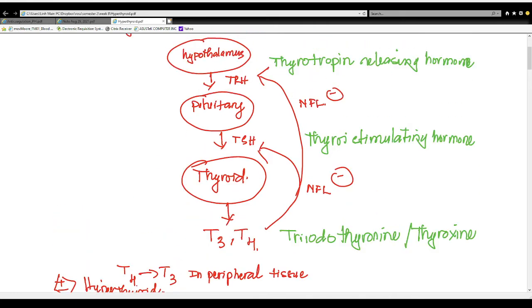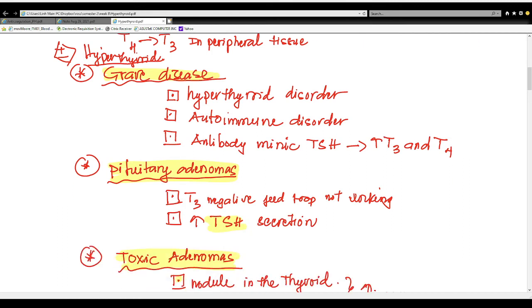We know that we have a negative feedback loop. That means if we have too much T3 or T4, the loop will tell the pituitary gland to stop making TSH. Also, we have another signal to stimulate the hypothalamus to stop making, or reduce making, TRH. In this case, with pituitary adenoma, the T3 negative feedback is not working.